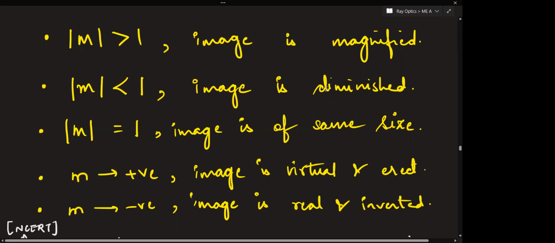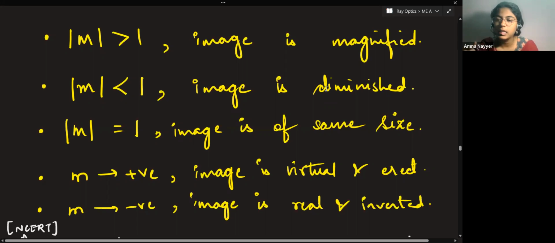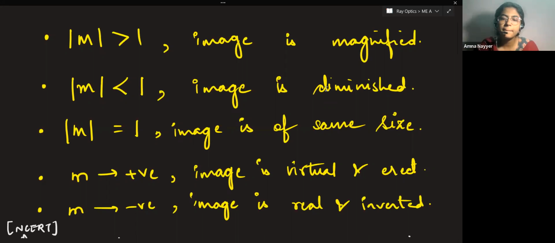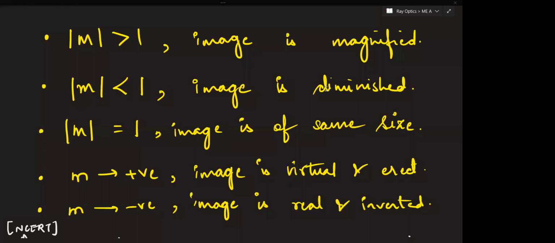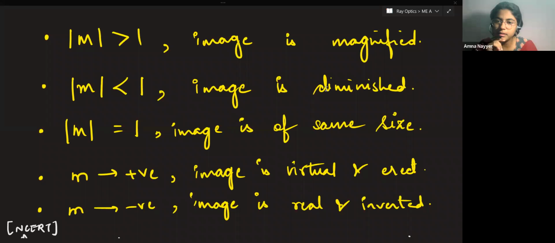Astha, if I say magnification is minus 3.4, what will be the characteristics of the image? It will be magnified, and real and inverted. Good. Rehan, if I say the magnification is plus 0.5, what conclusions can you draw? It's diminished, and virtual and erect. Perfect. Good, Rehan. Because it was 0.5, less than 1 was the magnitude, and the plus sign shows virtual and erect.